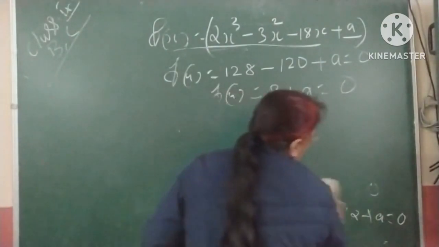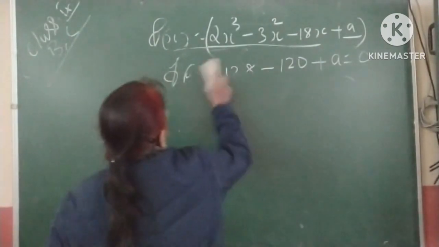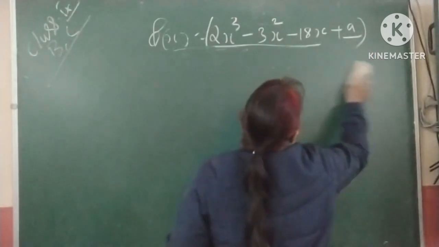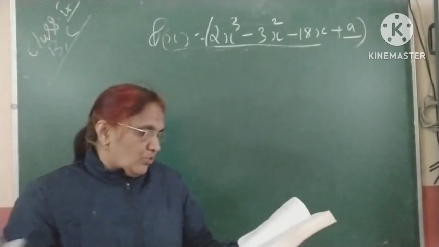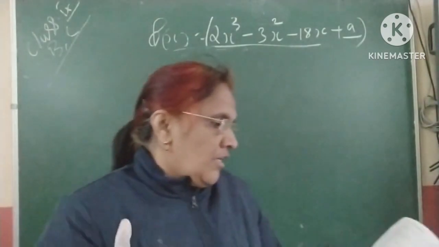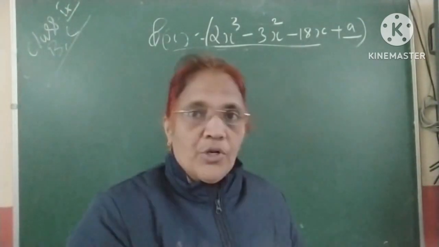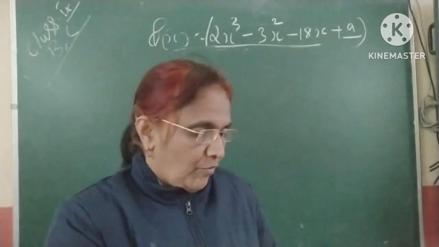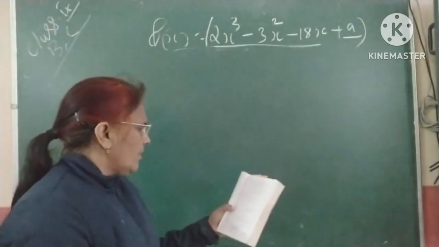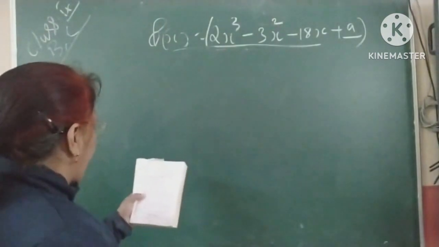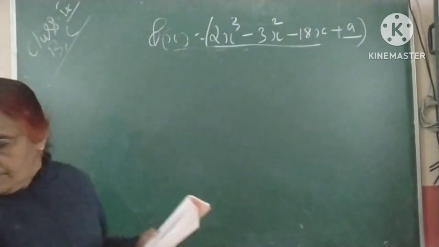Today we completed 3 questions. For finding the remainder is 2 questions and for finding a is 1 question. Now I am giving you 2 homework questions. Okay. First one, find the value of a.